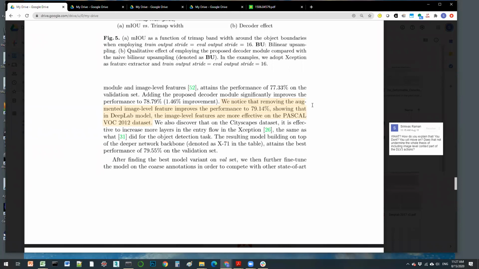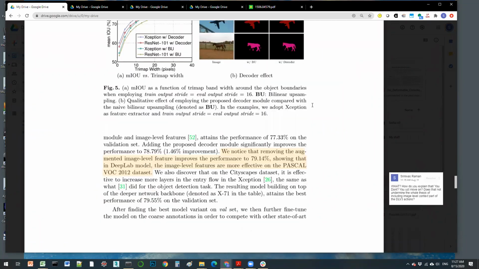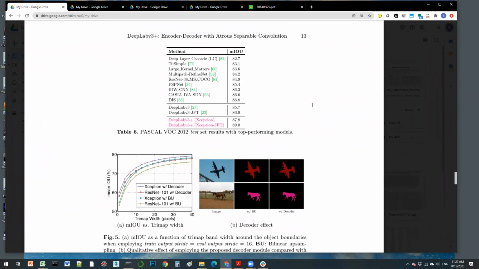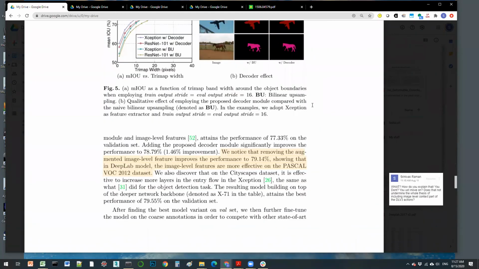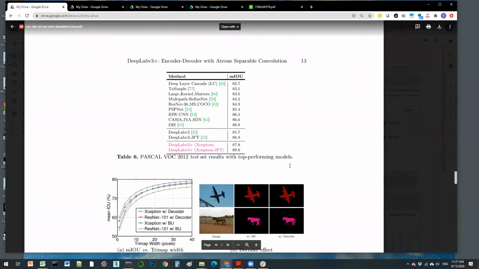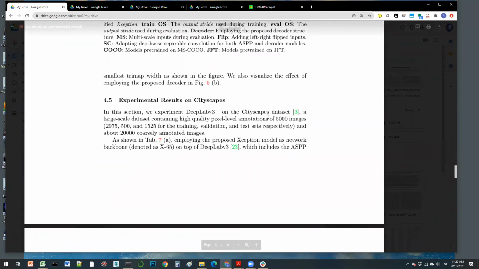The data set with the cars, is that the street image one? This is Cityscapes. But wait, I thought the one we were talking about now was Pascal VOC? They say that we noticed that removing image pooling improves the performance, showing that image level features are more effective on Pascal, which means they are less effective on this, and this is Cityscapes. Interesting. Is that the reason? I'm just eyeballing here. Didn't we figure out that Cityscapes has much bigger images compared to the Pascal VOC images?